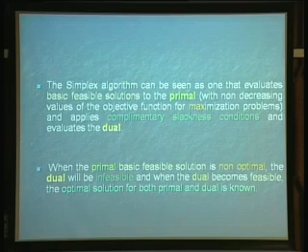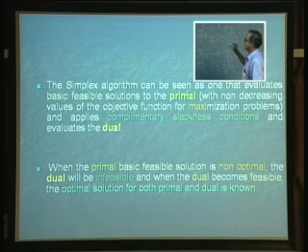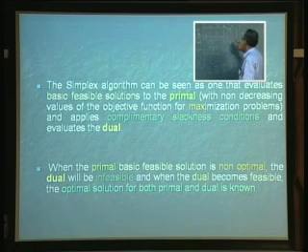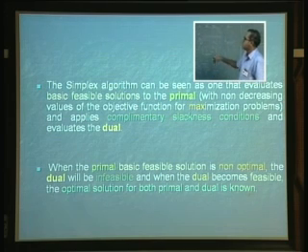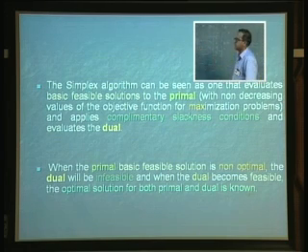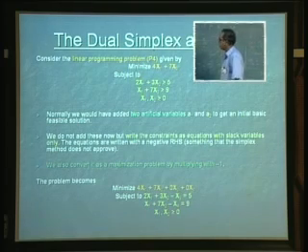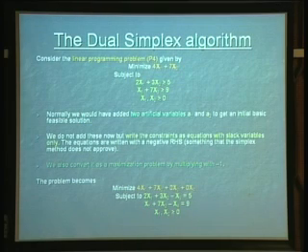Simplex can be seen as one that evaluates basic feasible solutions to the primal, applies complementary slackness conditions and evaluates the corresponding dual, and when the primal basic feasible solution is non-optimal, as in an intermediate iteration, the dual will be infeasible, and as and when the dual becomes feasible, we get the optimal solution for both the primal as well as the dual. We next look at what is called a dual simplex algorithm and try to see another version of simplex which is quite interesting and different from the version that we have seen.